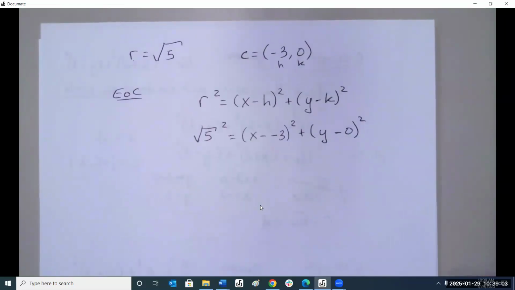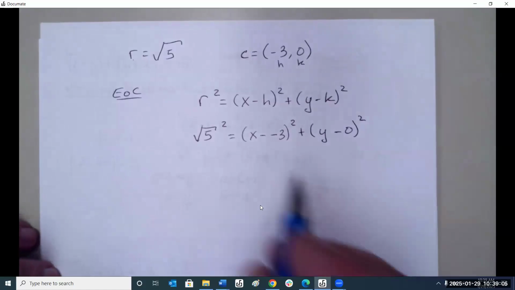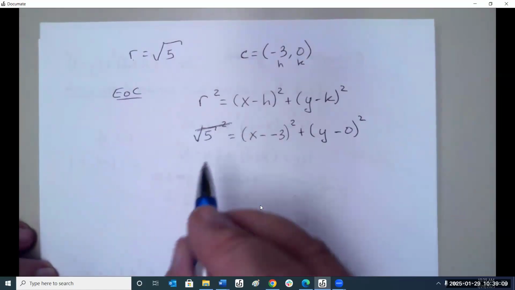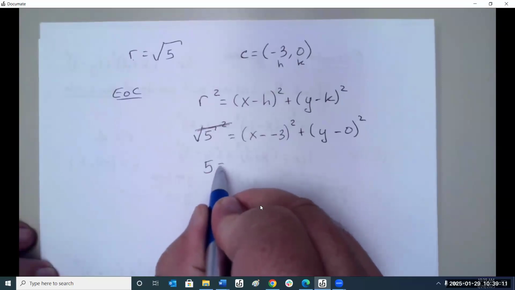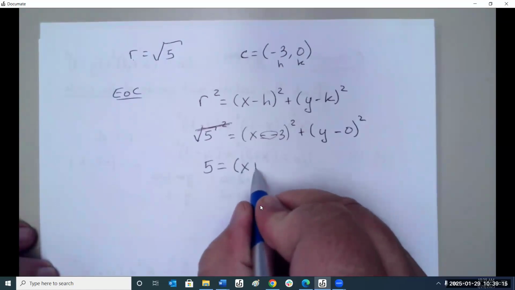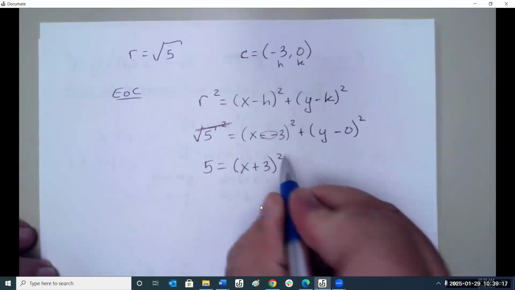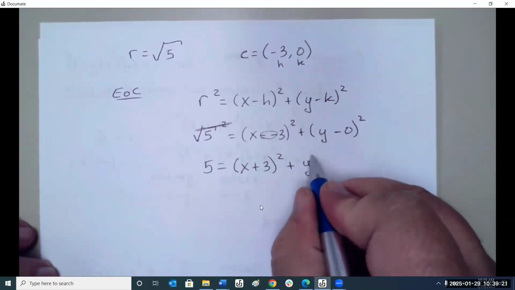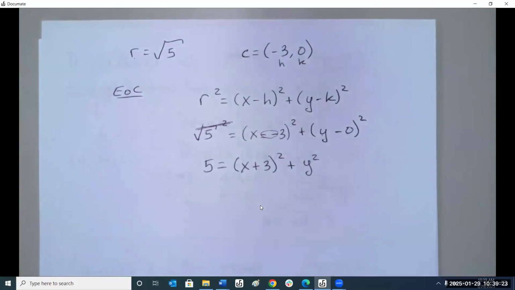Are you done? No, because you can do something else. What can we do first? The square root and the square do what? They cancel. So it's 5. The two negatives become a positive. Y minus 0 is just y, so it's y squared. Math circles. Pretty easy.